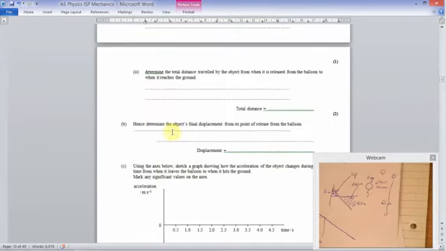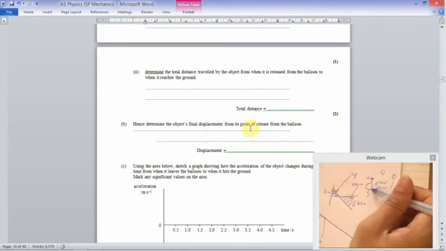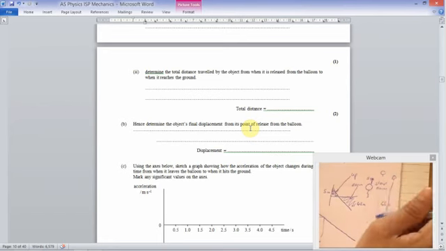Hence determine the object's final displacement from its point of release. So how far has it actually been displaced from the point of release? Well, if it went 5 meters up, and it went 45 meters down, it's going to be displaced 40 meters from its original point. So displacement is 45 minus 5, which is therefore 40 meters.